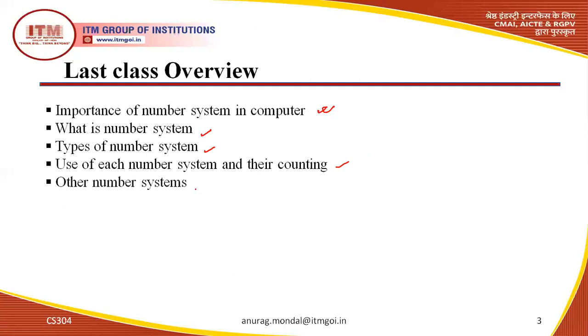Then I showed you the other number systems table: what other number systems are present apart from these 4, and how we can represent them. We have already discussed this in part number 1. Now today in part number 2, we are going to discuss the conversion of the number system from decimal to binary, octal, hexadecimal, and from other number systems to the decimal number system.